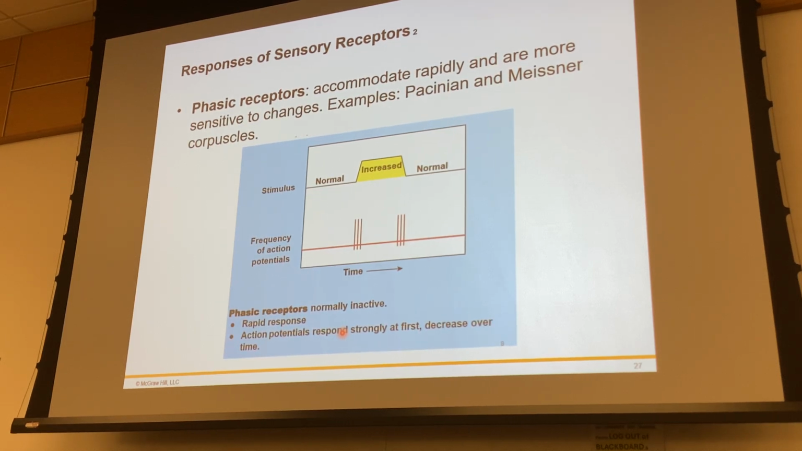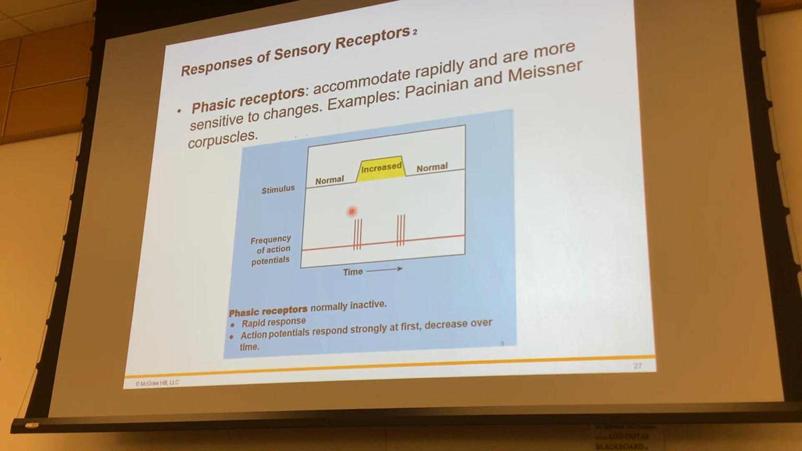Phasic receptors respond very rapidly, and these are normally inactive. Two examples include Pacini and Meissner corpuscles, and here again is the frequency of the action potentials. You can see the difference when it's not being stimulated: there's no activity. Then there's a little bit of sensitivity as the stimulus increases to a certain level, and there's activity when it changes.